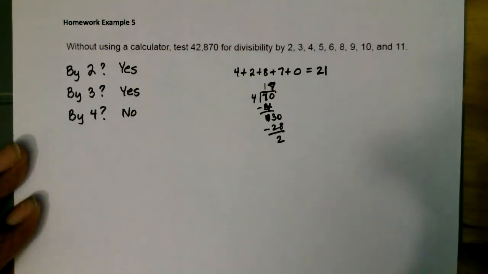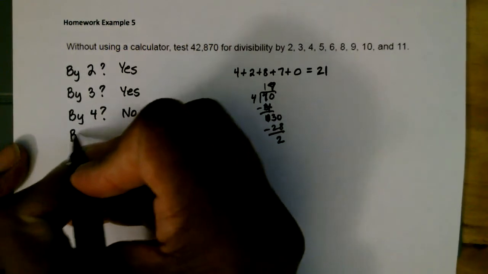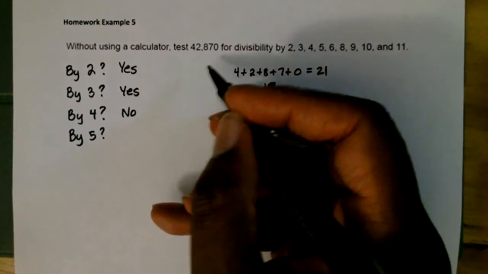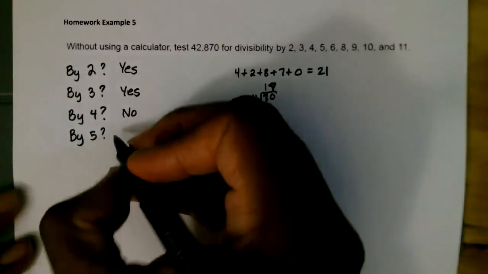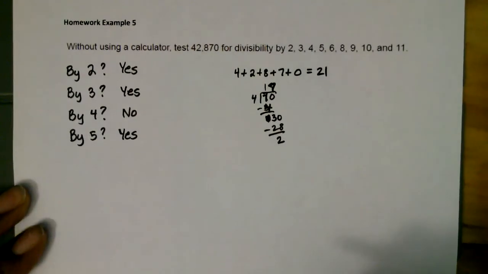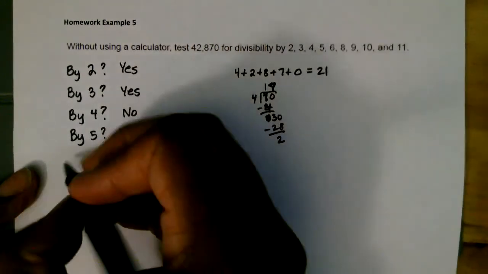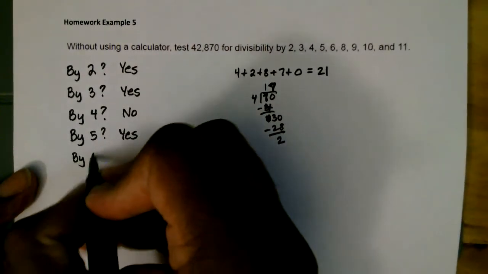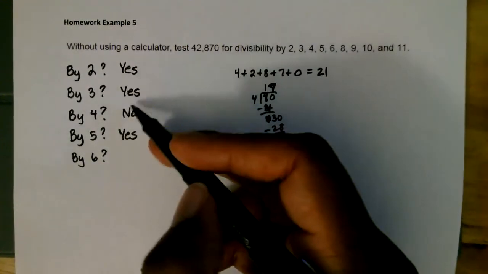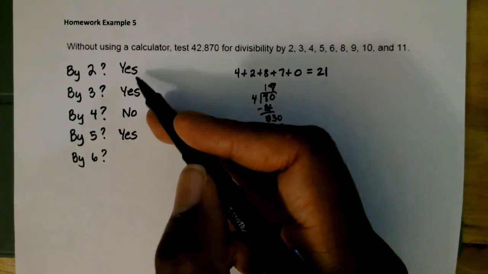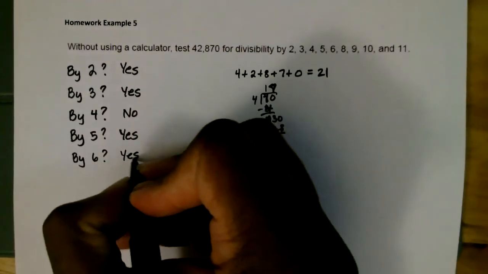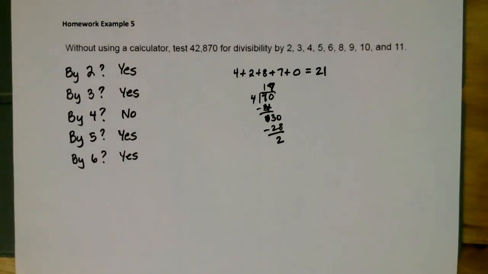And what about by 5? For it to be divisible by 5, it must end in a 5 or a 0. This does end in 0, so that would be definitely yes. What about by 6? For a number to be divisible by 6, it must be divisible by both 2 and 3. And in this case, it's divisible by 2 and by 3. So that means it must be divisible by 6. So that's a yes there.